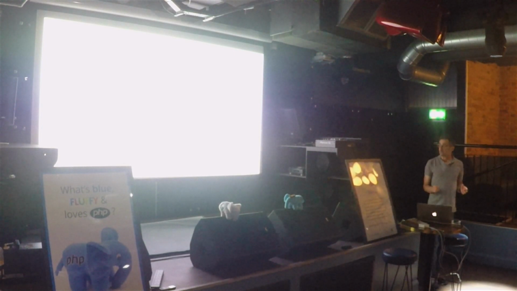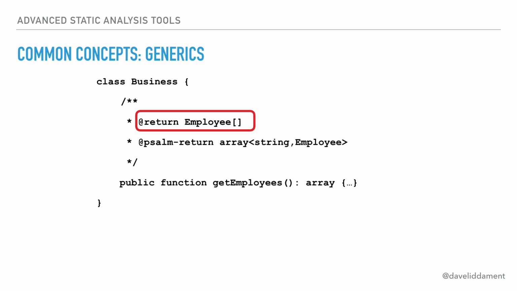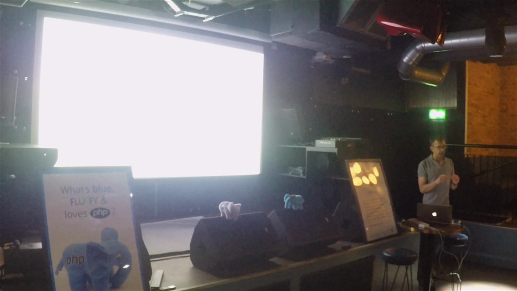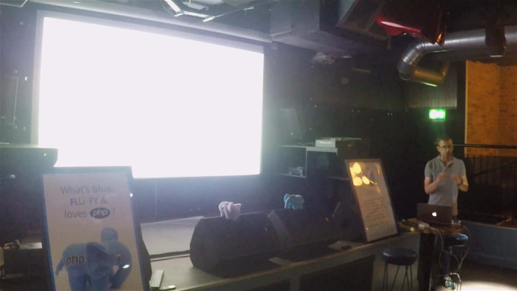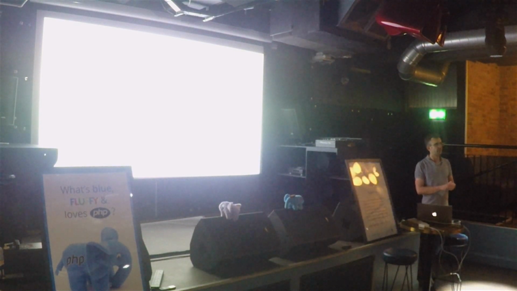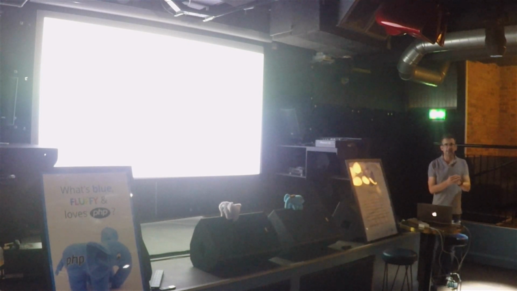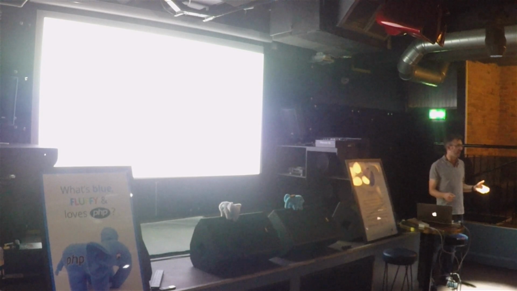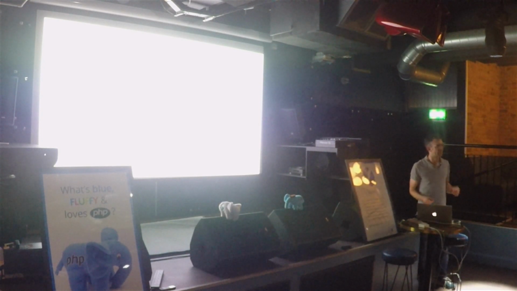However, Psalm has got a solution to this. You can put basically the return type, which is what PHPStorm will understand, and then you can do this thing where you say psalm-return, and what Psalm does is it says, well, I'm going to ignore the normal @return annotation, and instead I'm going to use this. So it keeps both your PHPStorm happy and also Psalm happy as well. In reality, most times when you're iterating through things, you don't really care about the type of the key. You're just iterating over the value.